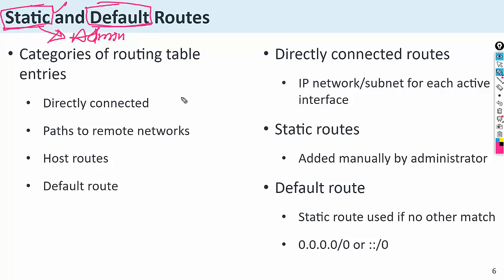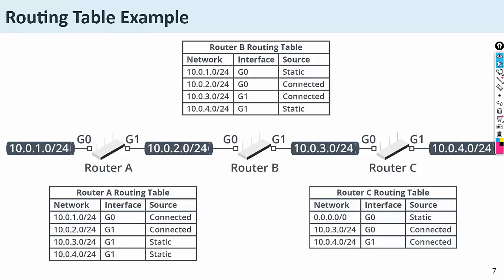For example, maybe there are some static and some default routes also. So this is an example of the routing table. Routing table means this is router A, router B and router C. There are three routers. Router A has this routing table, B has this routing table and C has this routing table. Here, G0 is this interface and G1 is this interface, meaning this network.